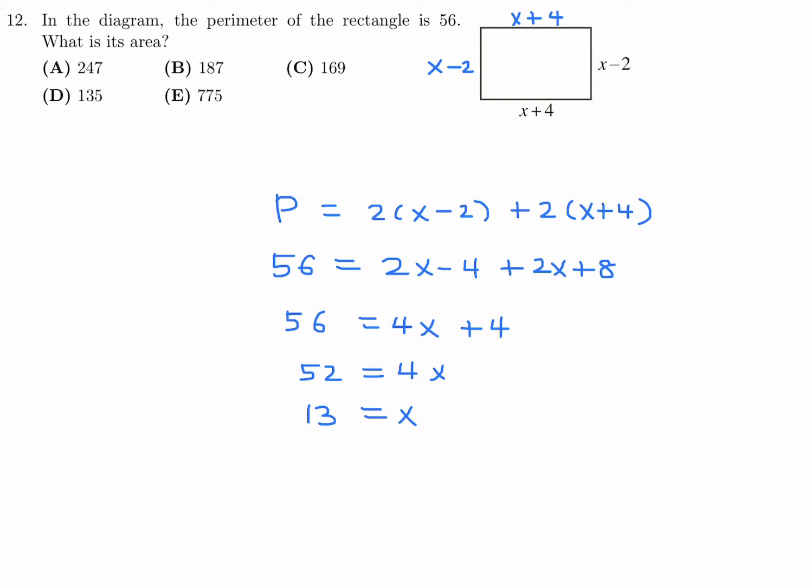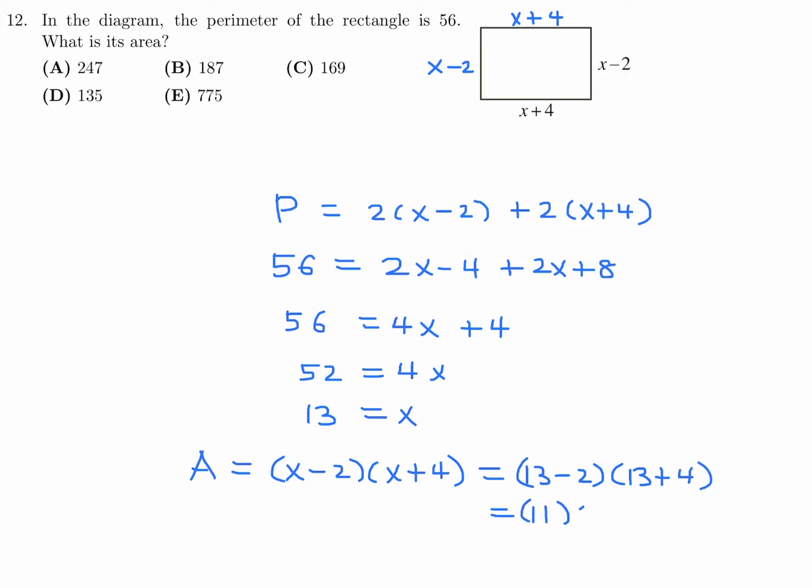But they don't want you to figure out x, they want you to figure out the area. The area of this rectangle will be x minus 2 times x plus 4, right? Length times width. And since x is 13, that's going to be 13 minus 2 times 13 plus 4. And that looks like 11 times 17. And 11 times 17 is 187. So number 12, the answer is B.